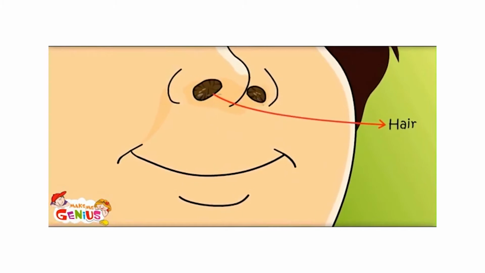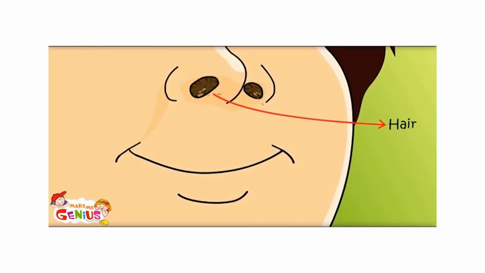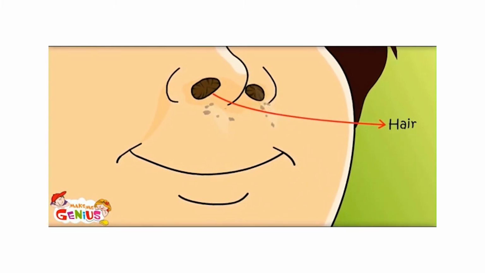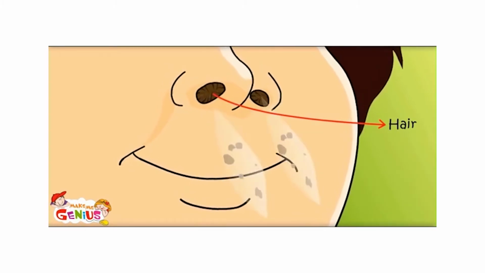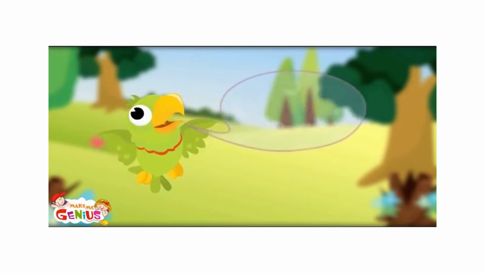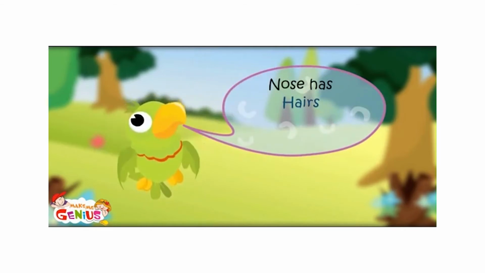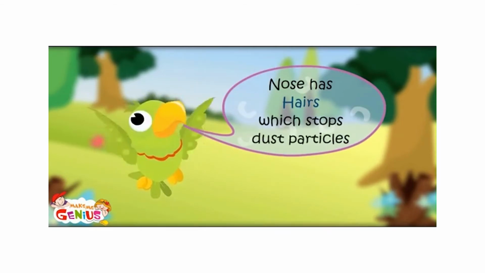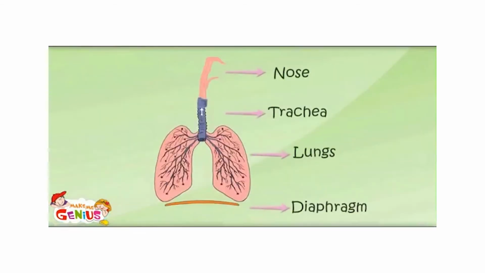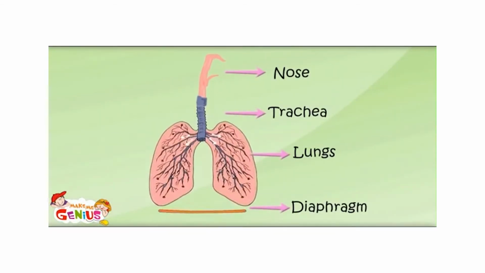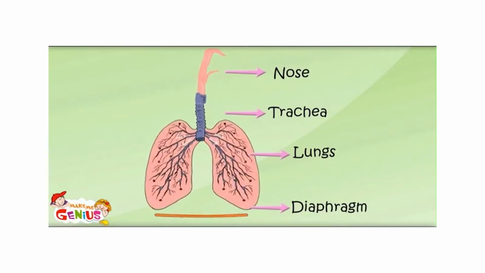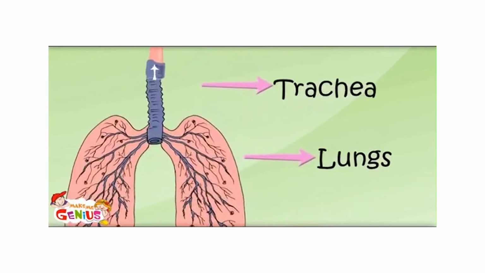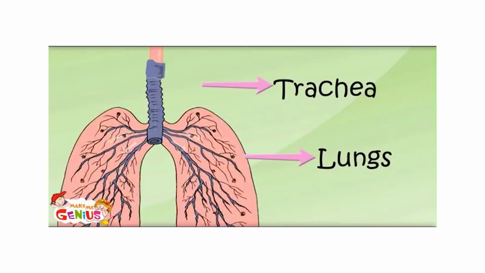What do these hairs do? Air enters the nose. It has some dust particles. These hairs stop them. The nose has hairs which stop dust particles. Oh no, it is going into a pipe like a water pipe. Yes, it is the windpipe, also known as the trachea.